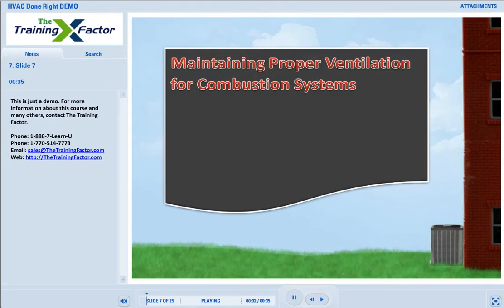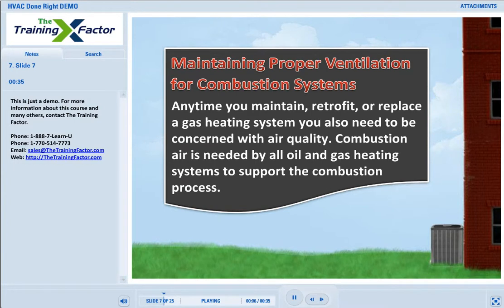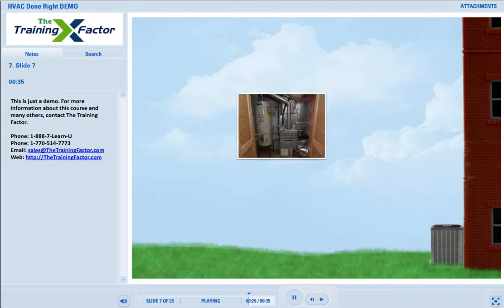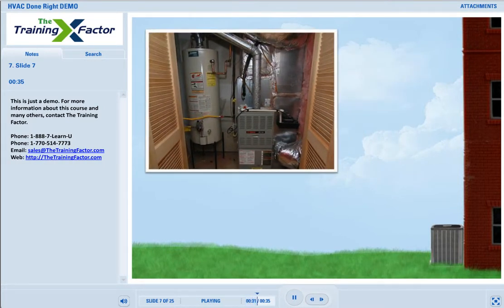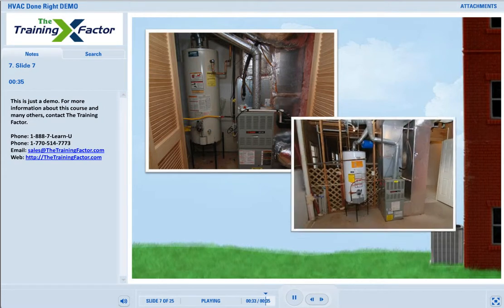Maintaining proper ventilation for combustion systems. Anytime you maintain, retrofit, or replace a gas heating system, you also need to be concerned with air quality. Combustion air is needed by all oil and gas heating systems to support the combustion process. This air is provided in some buildings by unintentional air leaks, by air ducts that connect to the outdoors, or by placing the equipment in small mechanical closets with louvered doors or in large mechanical rooms.